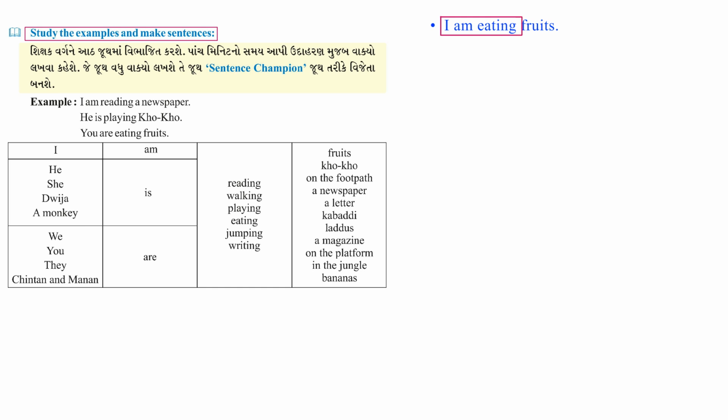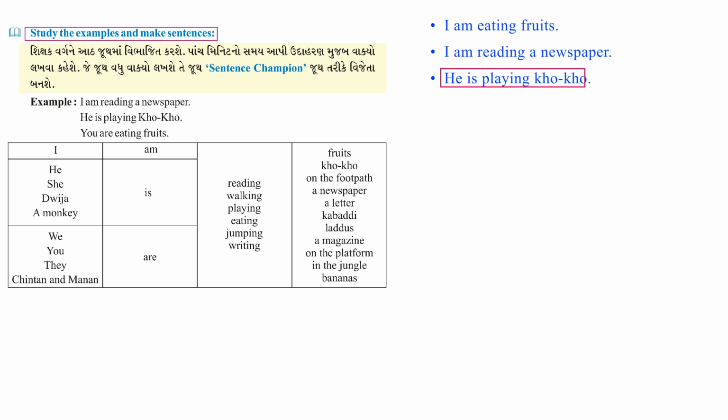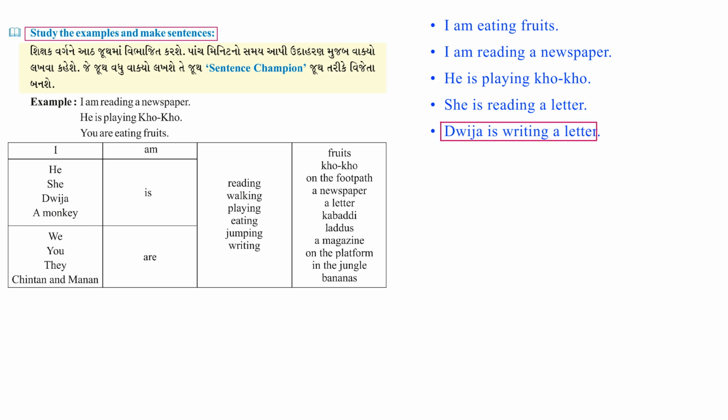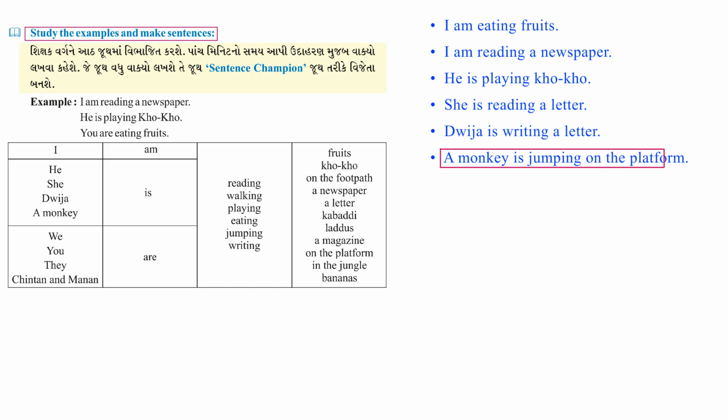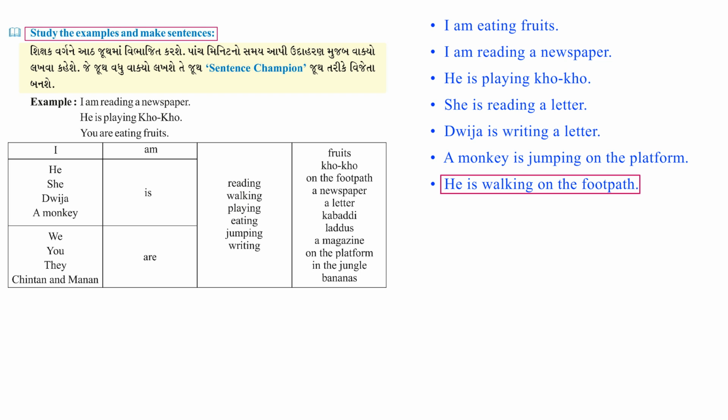I am eating fruits. I am reading a newspaper. He is playing kho-kho. She is reading a letter. Dvija is writing a letter. The monkey is jumping on the platform. He is walking on the footpath.